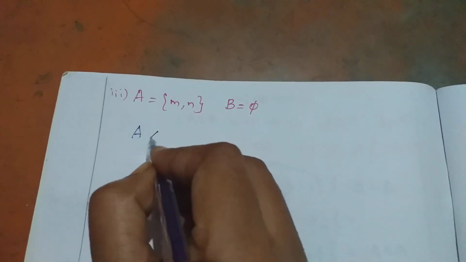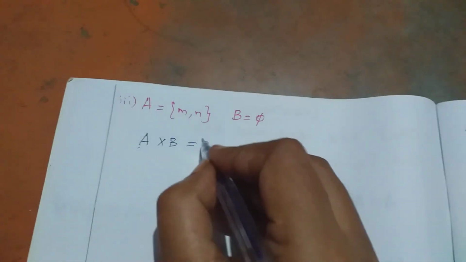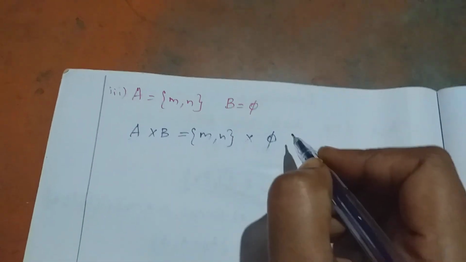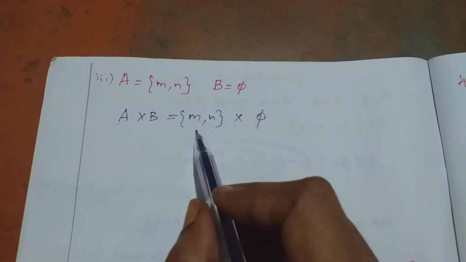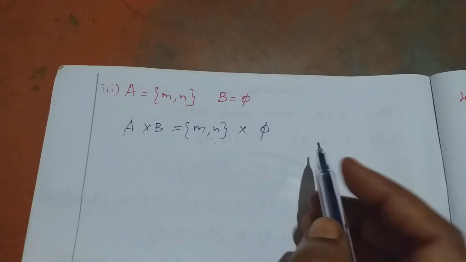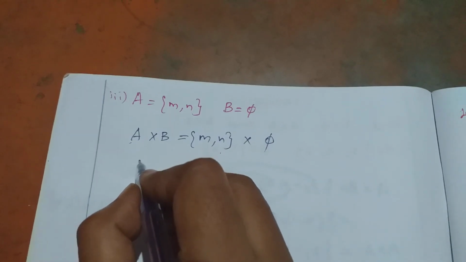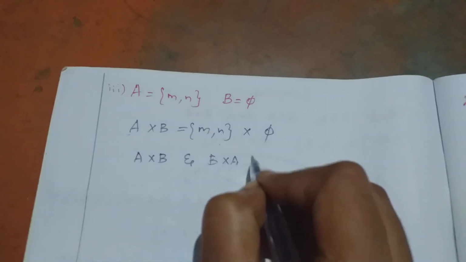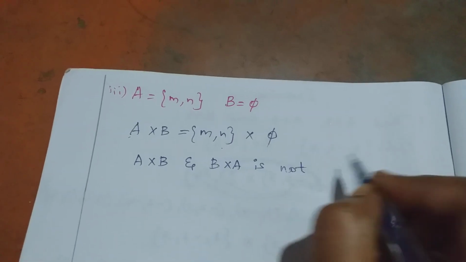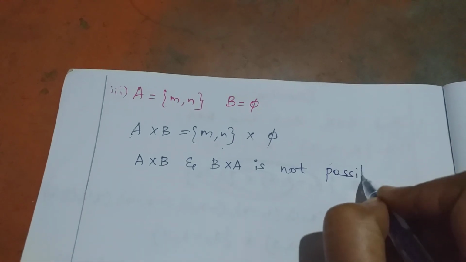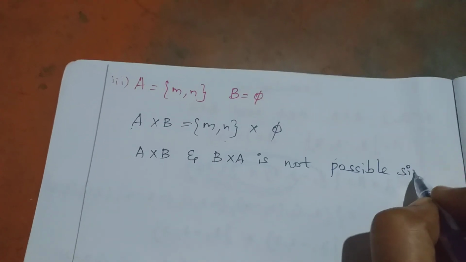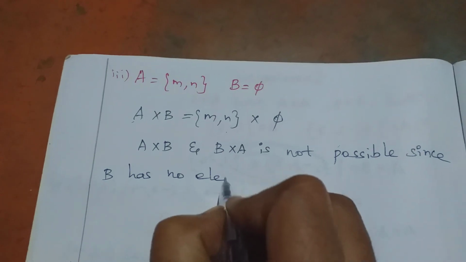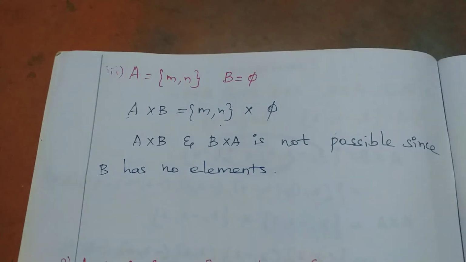So A cross B. A set you are having m, n. B set you are having the null set. Whether it is possible to write in ordered pairs here? No. So you have to write A cross B and B cross A is not possible. What is the reason? Since B has no elements. Okay, you have to write the reason.